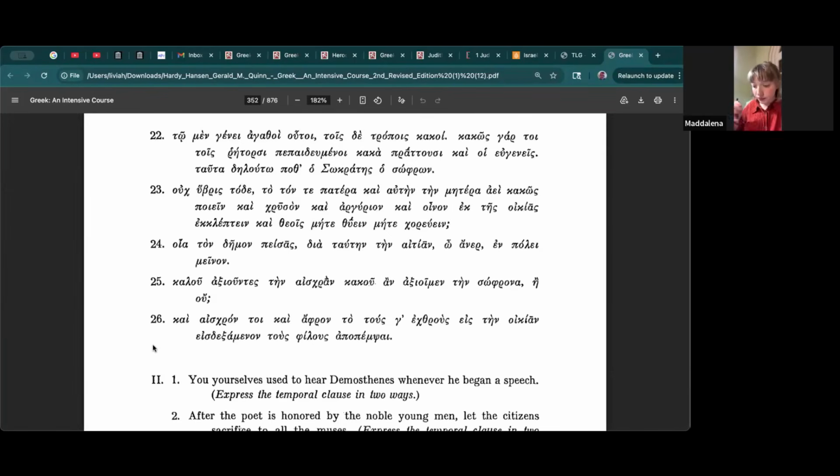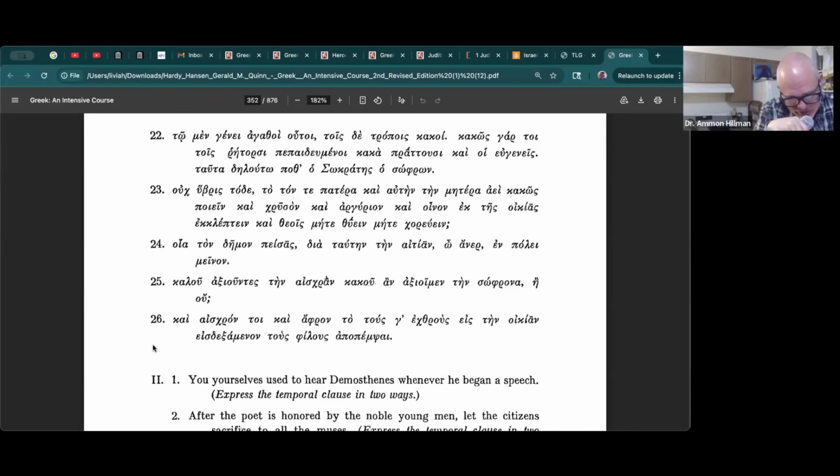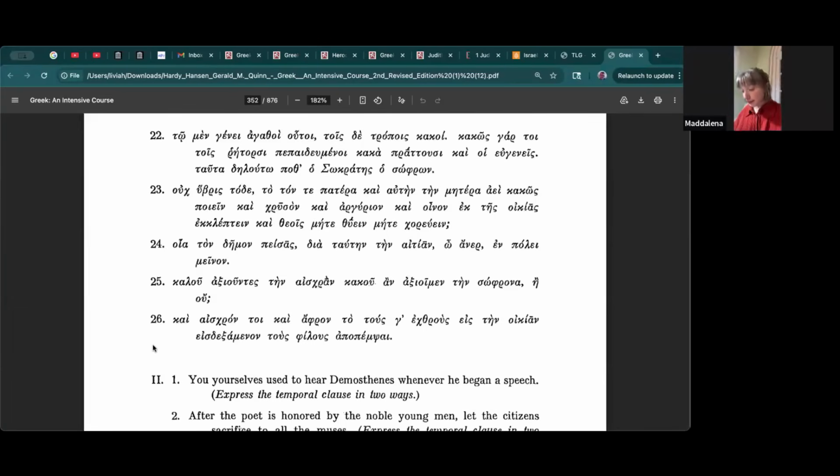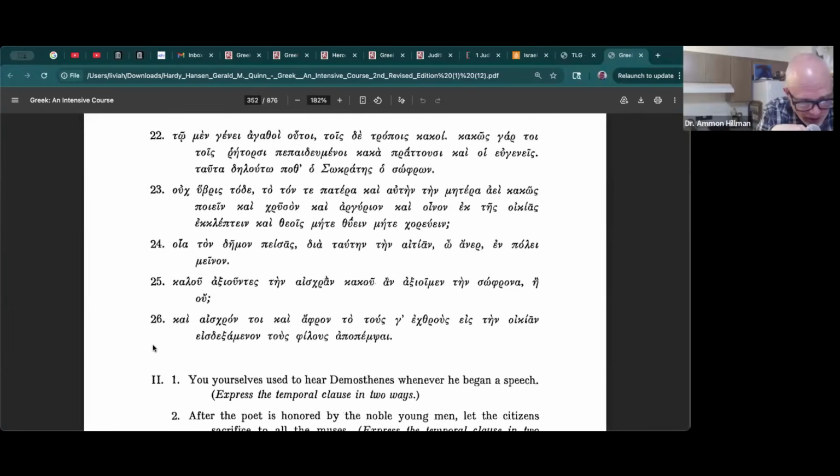All right. Look at this. This is just fantastic. Where were you going to start here? I mean, appreciate some of the architecture. We got a kai, kai. Both of those are good. You know what I mean? We've got a participle, dexamenon. That's nice.